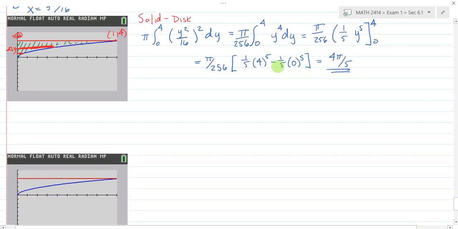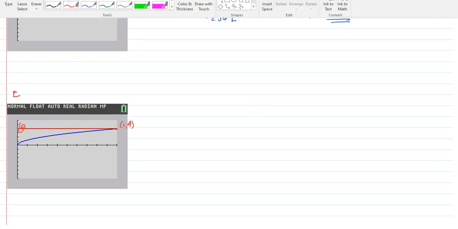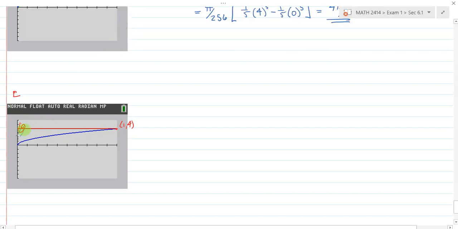For part C, we're revolving around the line y equals 4. So we're going to be revolving around this line. This is still the point (1, 4). And our shaded region is still this region in between the curves. So when I revolve this region around the line y equals 4, do I have a solid shape or a hollow shape? I have a solid shape, so what method do I use?